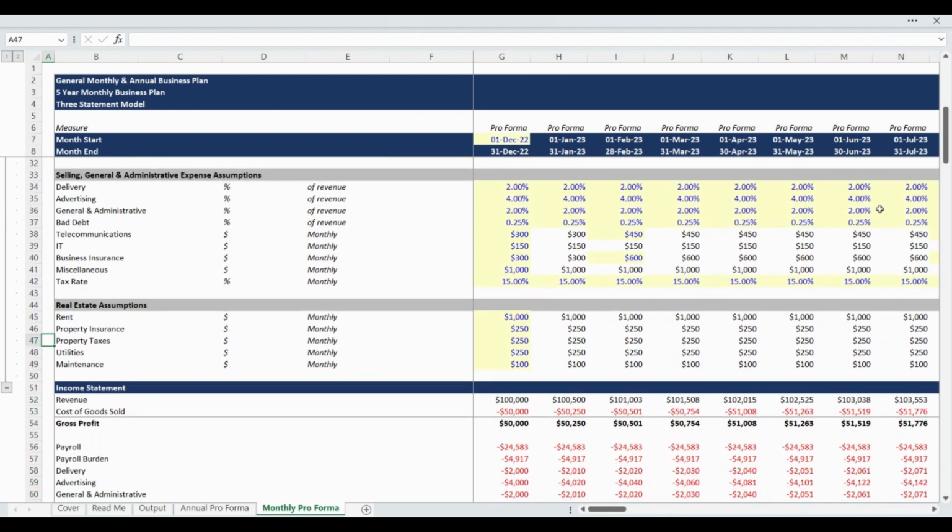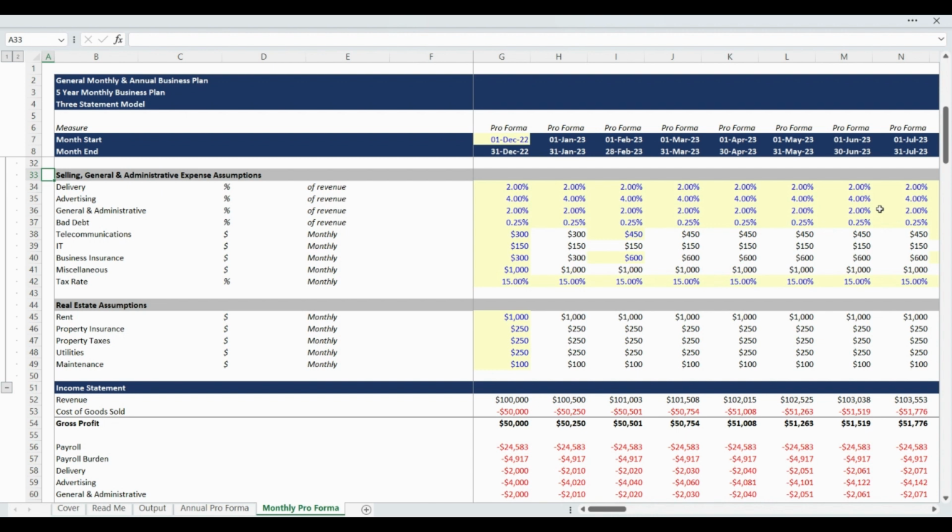Selling, general, and administrative expense assumptions are entered next. Preloaded model assumption line items include delivery, advertising, and administrative costs. Some of the expenses, such as delivery and advertising costs, are input as a percentage of revenue, while other expenses, such as insurance, are entered as a flat monthly dollar amount. This section also includes the corporate income tax rate assumption that will be applicable to your use case.